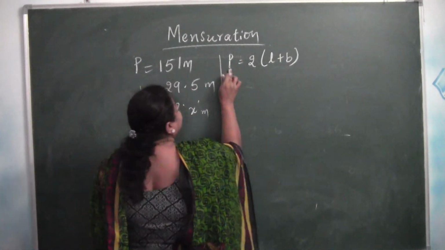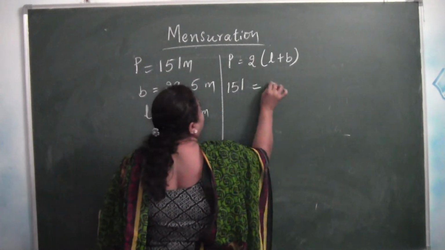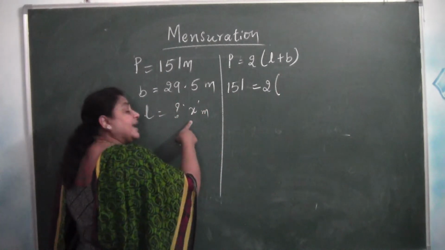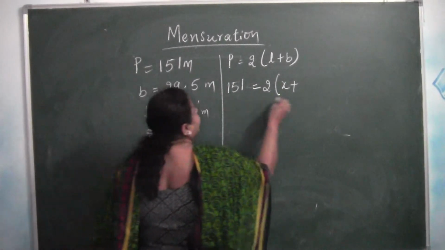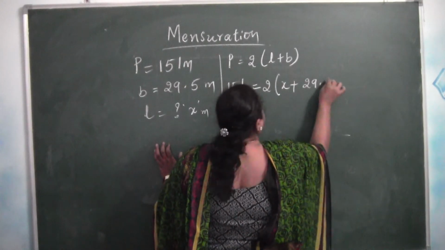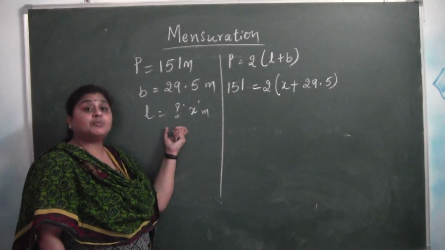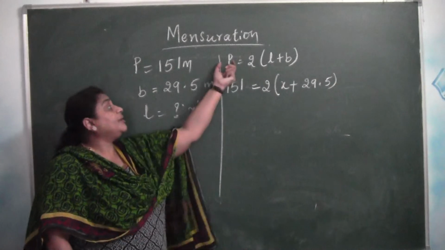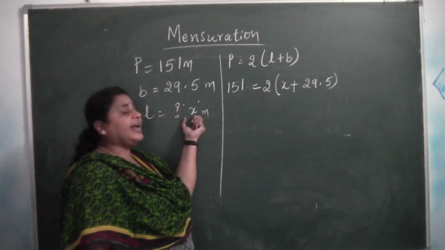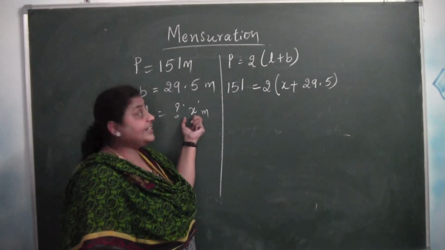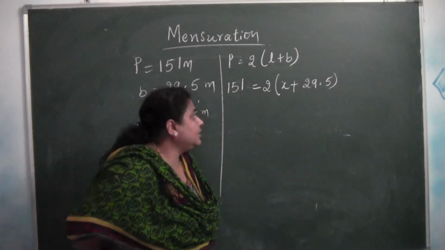Alright. Now what is the perimeter, children? 151 is equal to 2 into what is the length we got? X. X plus what is the breadth? 29.5. So what did we do here? We have first substituted the values. Perimeter is 151. 2 into length we have taken as x meters because we have to find it out. And breadth 29.5. Now let us solve this.